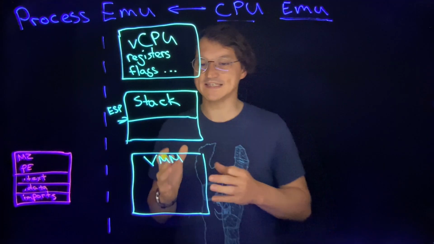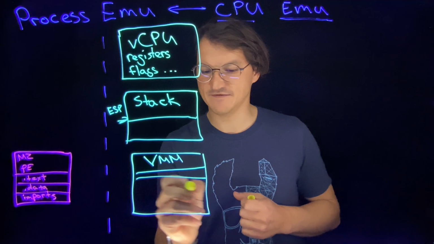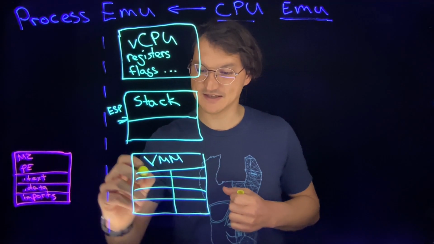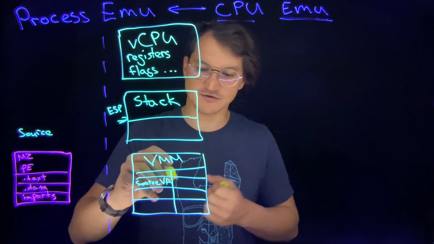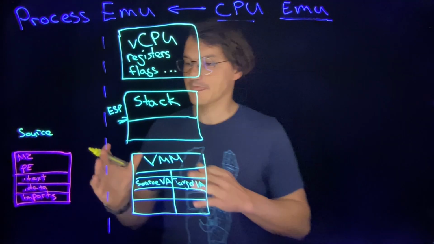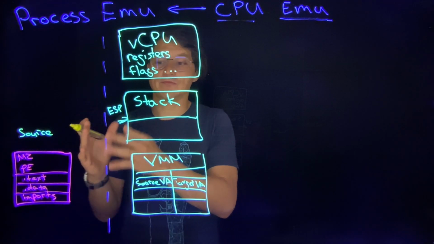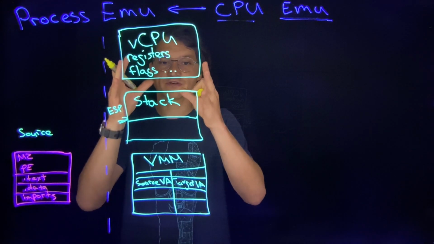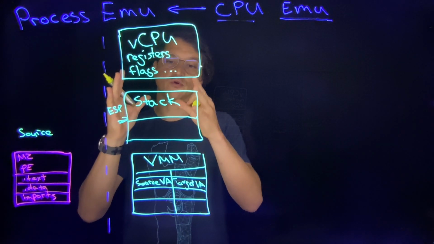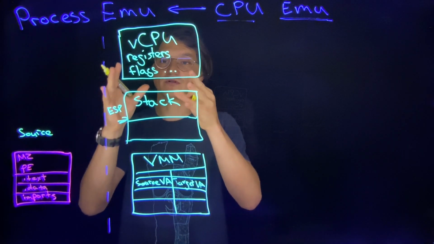And last but not least, it's a VMM, Virtual Memory Manager. In a very simplified view, what it contains is a source virtual address and a target virtual address. Let me explain what it means. We have a binary file on the disk. It's not executed, we're just going to emulate it. But of course, if you actually try to execute this binary file, it will be loaded into virtual memory, and it will have what's called an image base. It's a virtual address into which this executable is expected to be loaded.